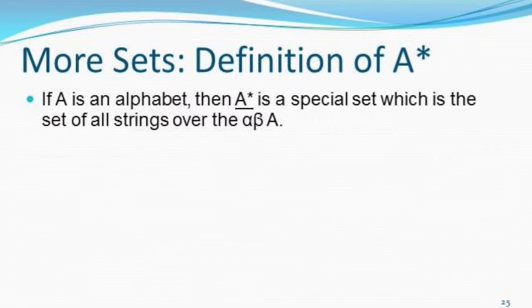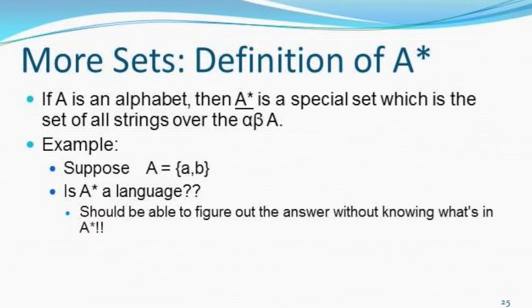Yet another definition. If A is an alphabet, then A star is a special set, which is just defined to be the set of all strings over the alphabet A. So let's do an example. Suppose A is the set containing just two symbols, A and B. My first question for you is, is A star a language? And the truth is, you should be able to figure out this answer without knowing what's in A star, because what's the definition of a language? A language is a set of strings. And A star, by definition, is just a set of strings. So A star is definitely a language.